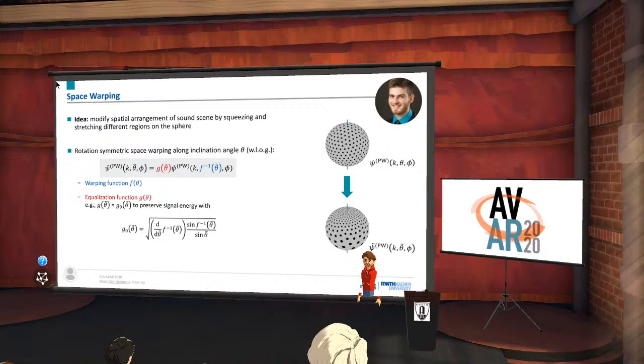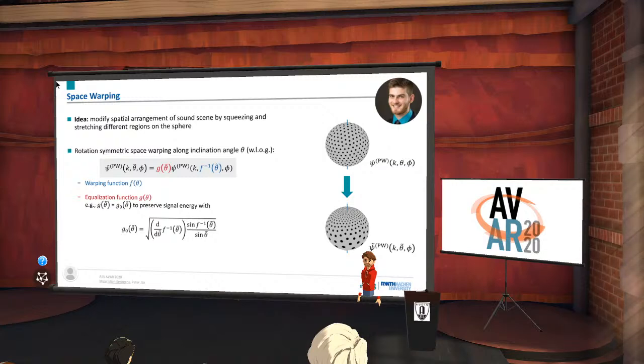Space warping is quite intuitive to get. The idea of space warping is to modify the spatial arrangement of the sound scene by squeezing different regions on the sphere. This is what you see in the illustrations on the right. For example, if we move away from a stage, all musicians are squeezed. And if we approach the stage, the musicians have a larger angular span. So this is the basic idea.